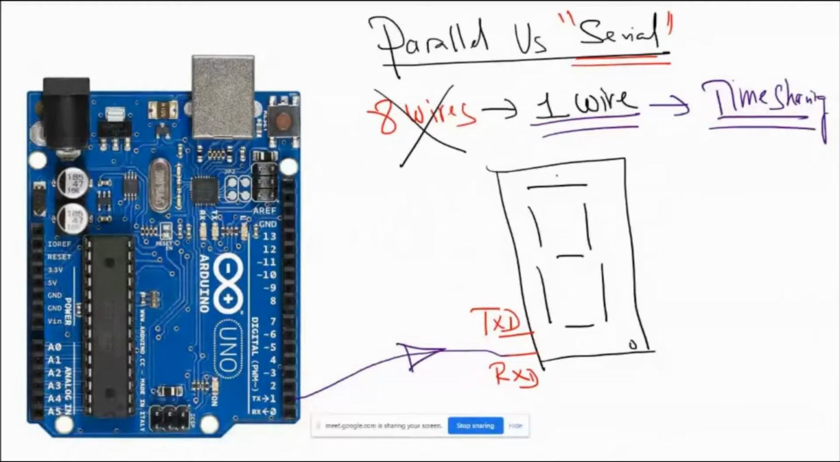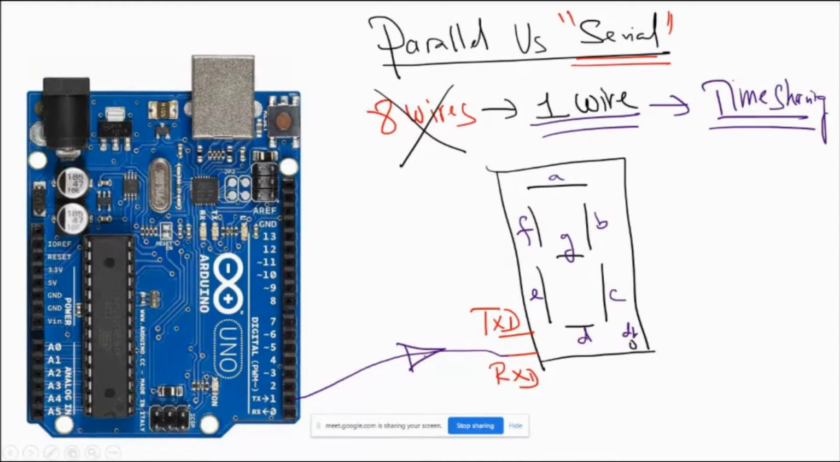So first it will send the information for segment A. After some time, it will send for B. After some time, it will send for C. And then D, and then E, and then F, and then G, and then finally the DP. So with one wire, I am able to send the information for the 8 segments serially, meaning one segment at a time.